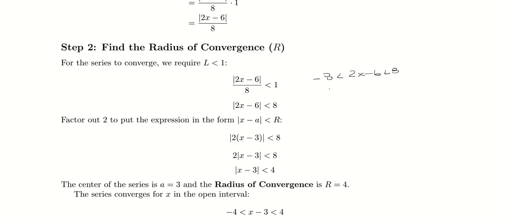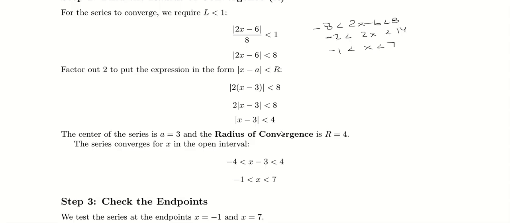And then you can add 6 to both sides and divide by 2. That's totally fine. Or you could just factor out the 2 and divide by 2. Either way, you get the same answer. So you get negative 1 is less than x less than 7. And the radius of convergence is this guy right here. That's 4.